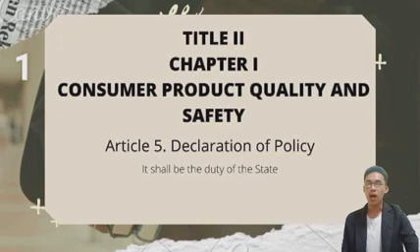So in chapter 1, the consumer product quality and safety is Article 5, the declaration of policy. Upon this policy, it shall be the duty of the state to develop and provide safety and good quality standards for consumer products. It is also to assure the public of consistency of standardized products, and to protect the public against unreasonable risk of injury associated with consumer products.